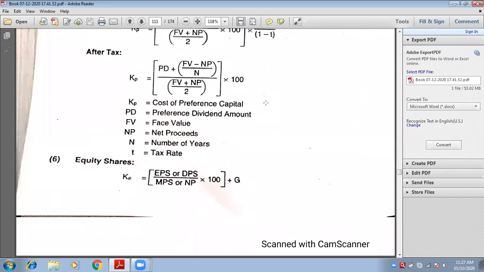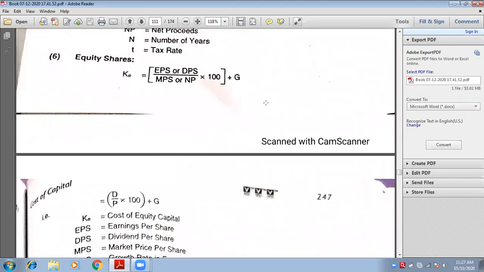Okay. Now, let's look at the formula of equity shares. KE. What is the formula of KE? See, EPS upon MPS. What is EPS? Earning per share. Earning per share upon market price per share. MPS is market price per share.